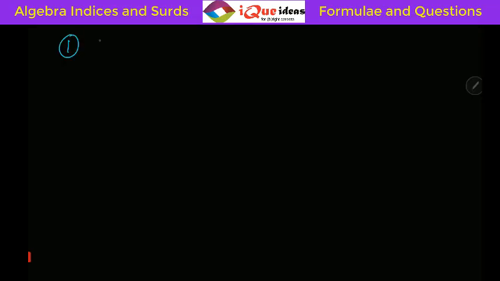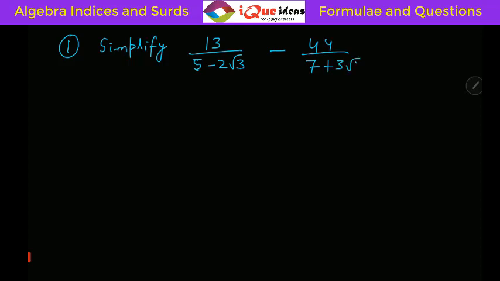Let's take the first question as simplify 13 upon 5 minus 2 root 3 minus 44 upon 7 plus 3 root 3. Right? Let's take this question. Now whenever we say simplify and there is an irrational number in the denominator, please understand that it has to be rationalized properly. Now here there are two expressions. We have to separately rationalize them. Okay, so let's do it like this.